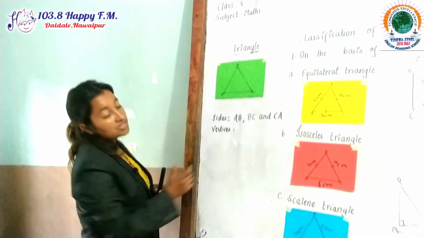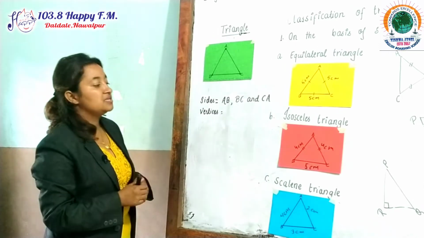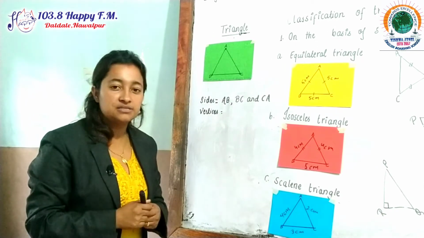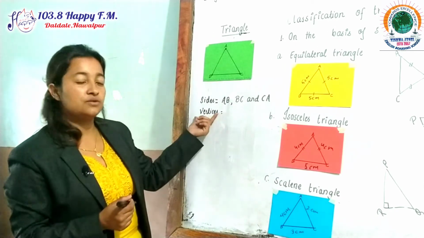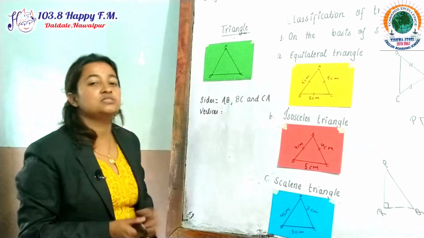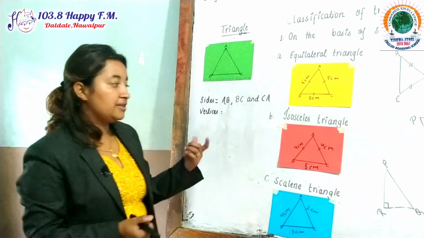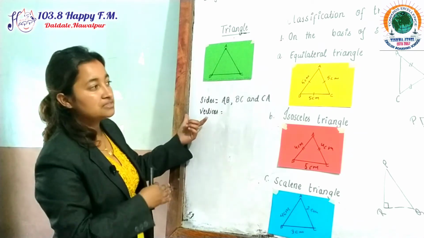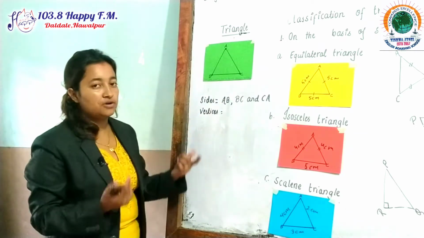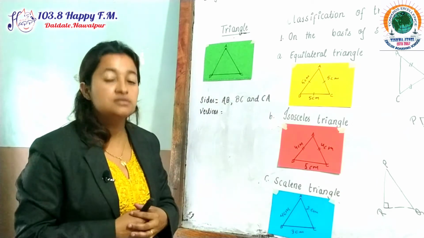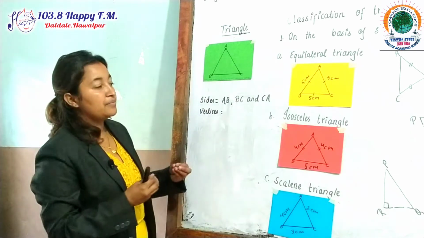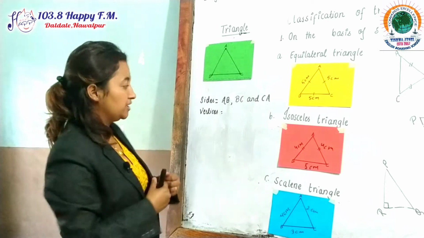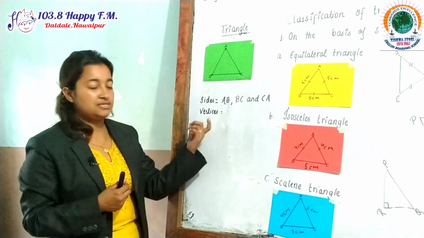So, can you name the vertices of this triangle? You already know about the vertex. Don't get confused with the word vertices. Vertices is just the plural form of vertex. I have already discussed that in the previous video. Vertices are the simple corners in which the line segments meet each other at a common point.